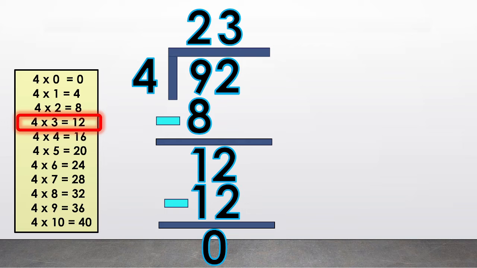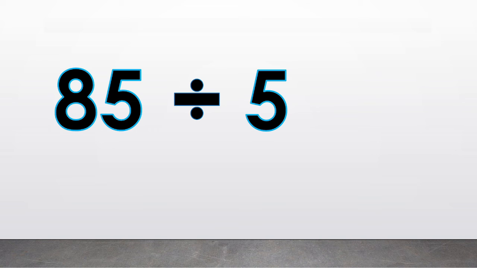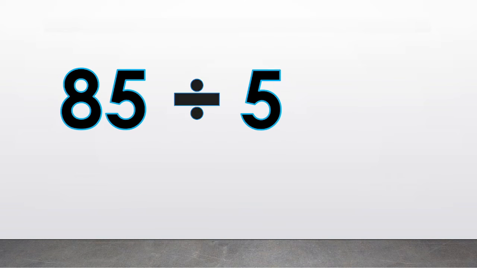Since we are not left with any digits of the dividend to drop down, we are finished. So, the quotient is 23. Another example, 85 divided by 5. First, write the problem using a long division symbol like this.